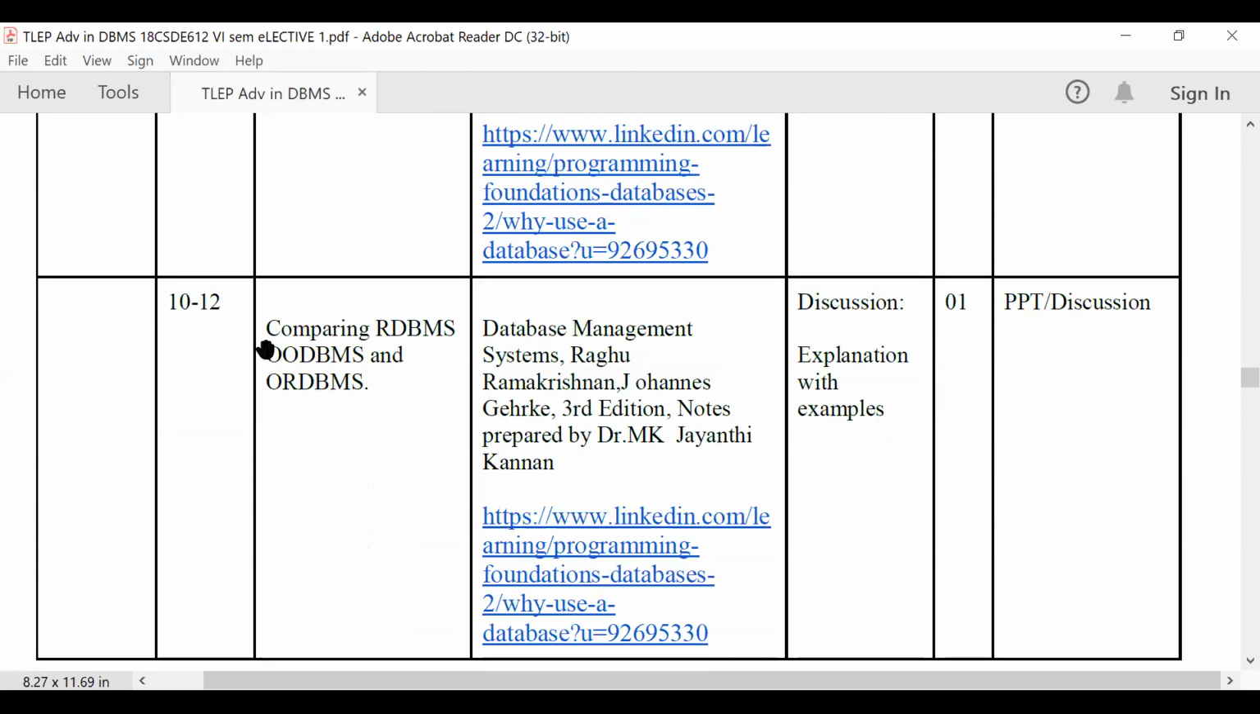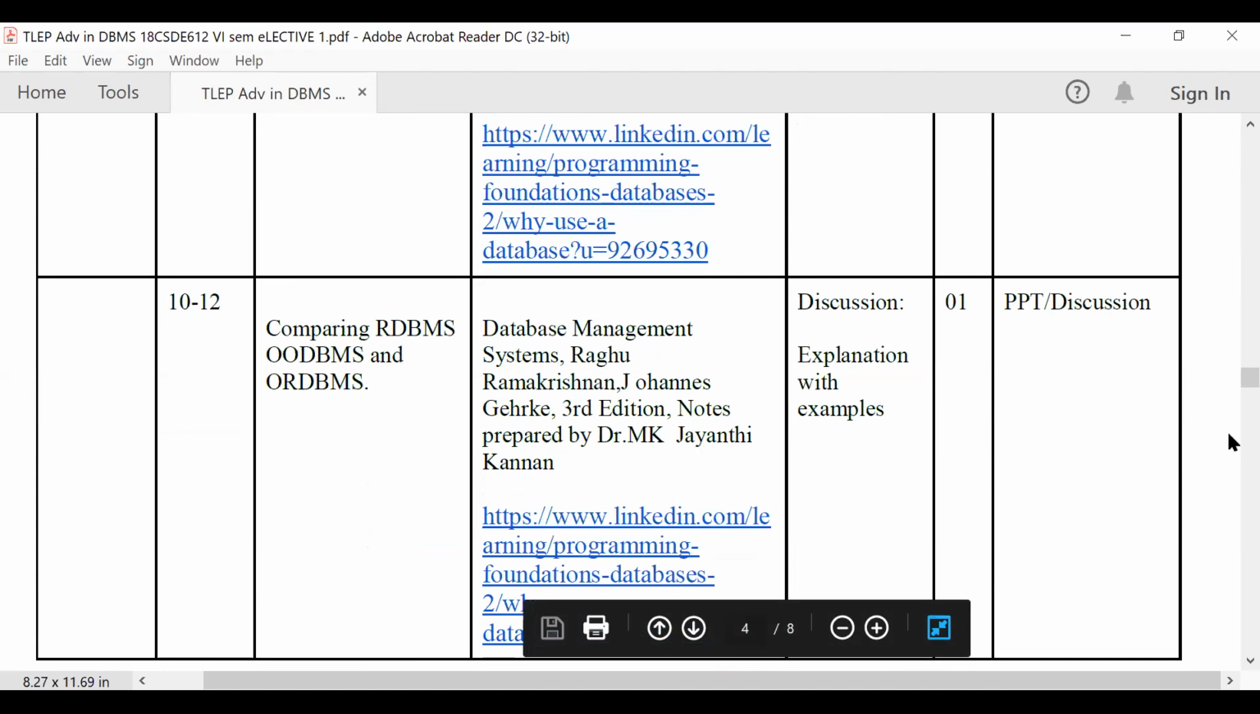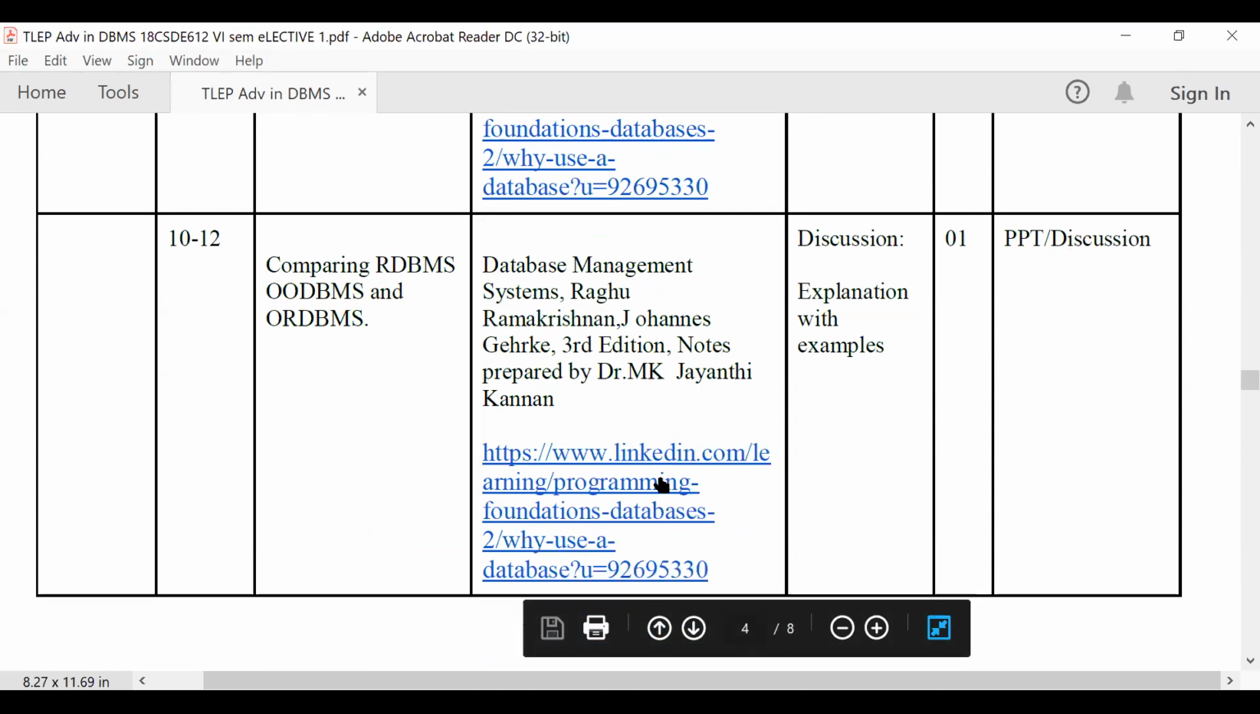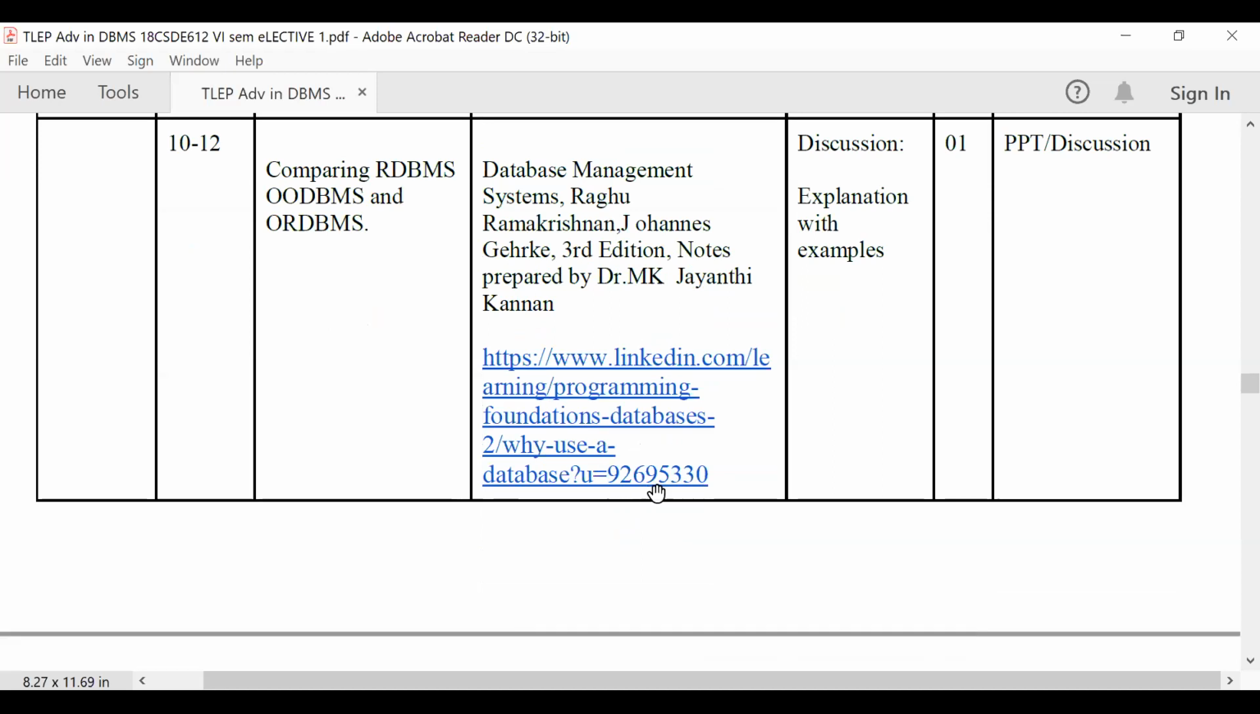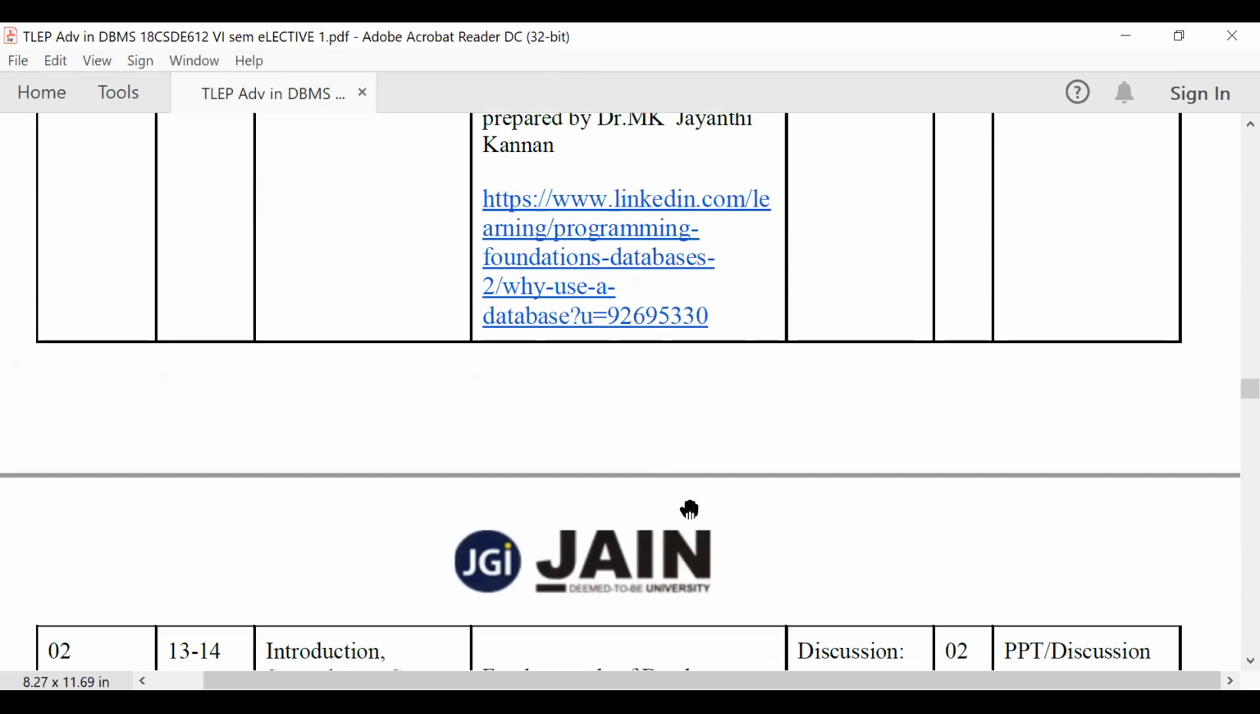Next, in the 10th session, we will be discussing comparing the relational database management system with the object-oriented database management system and the object-relational database management system, based on the textbook, PPT and discussion. And for further information, these LinkedIn courses you have to refer to on your own during your free time. You can get the idea from the programming foundations and databases from this particular LinkedIn course.